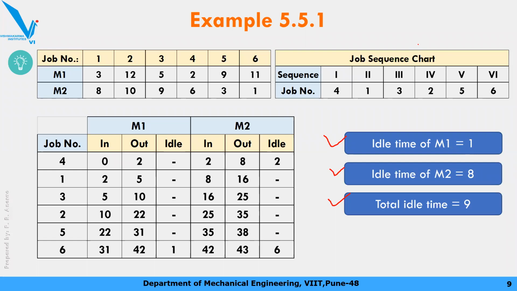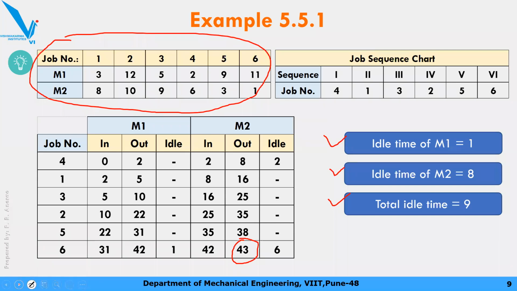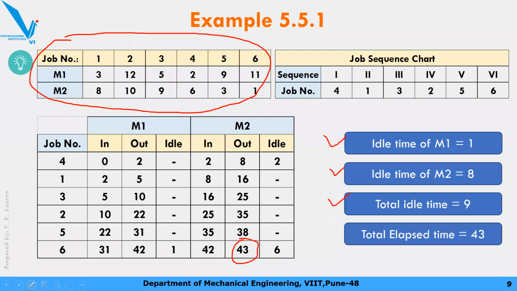This is required for calculating the project time. To set the due date, you need to know the total project time. So at 43 your complete operations are over. So total elapsed time is 43, and that will be your answer.